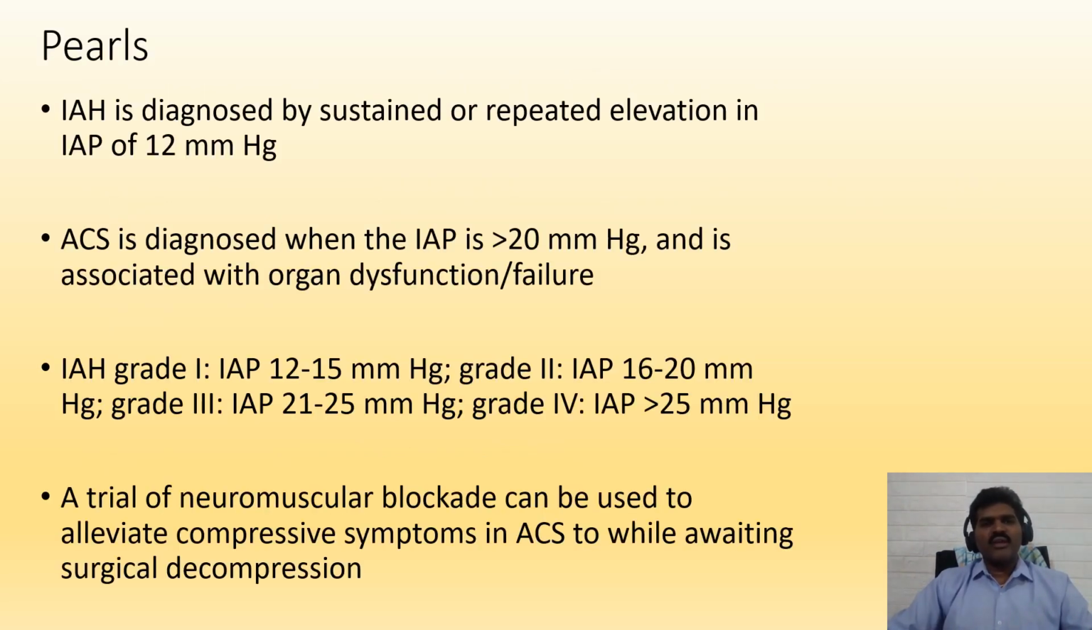Clinical perils of today's video. Intra-abdominal hypertension is diagnosed by sustained or repeated elevation of IAP more than 12 millimeters of mercury. Abdominal compartment syndrome is diagnosed when intra-abdominal pressure is more than 20 millimeters of mercury sustained and is associated with organ dysfunction or failure. IAH grade 1, 12 to 15 millimeters of mercury. Grade 2 is 16 to 20 millimeters of mercury. Grade 3 is 21 to 25 millimeters of mercury. Grade 4 is IAP greater than 25 millimeters of mercury. A trial of neuromuscular blockade can be used to alleviate compressive symptoms in ACS while awaiting surgical decompression.